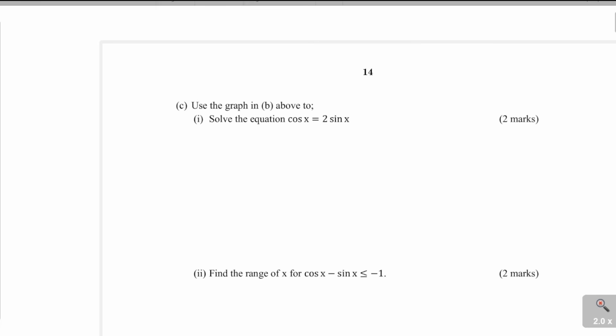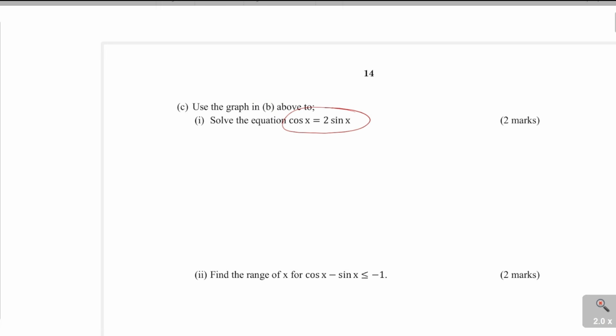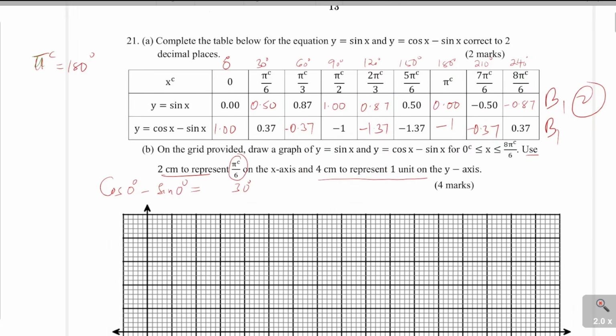Part C, use the graph in B above to solve the equation cos x equals 2 sin x. You're supposed to solve this, and there's something that I noticed here. Let me check. When you look at the graph that you're given here, cosine of x is equal to sin x. How did we come up with that?